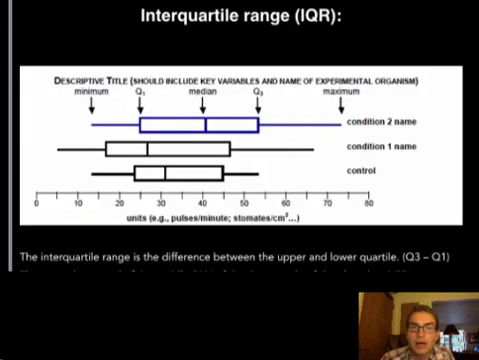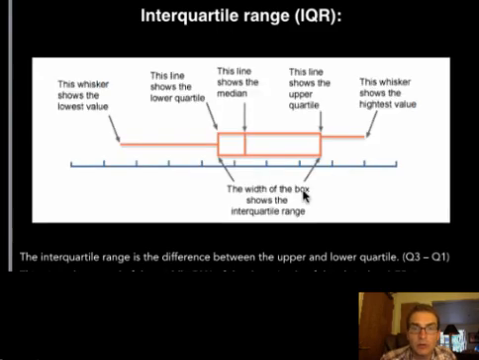So let's talk about the interquartile range. The interquartile range is the difference between Q3 and Q1, so the upper quartile and the lower quartile. Let me just show you another image. So this is that interquartile range from here to here. That's what I'm talking about.